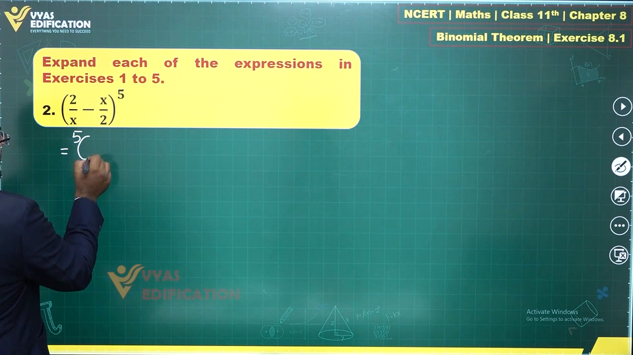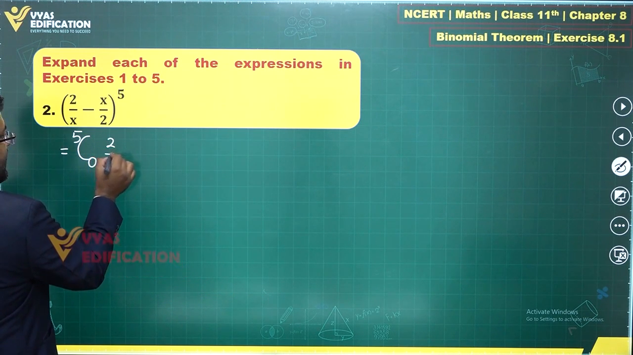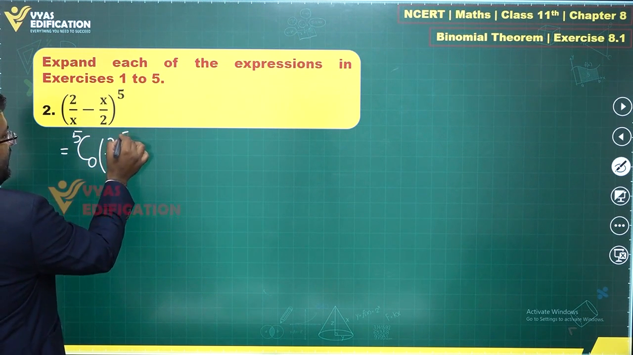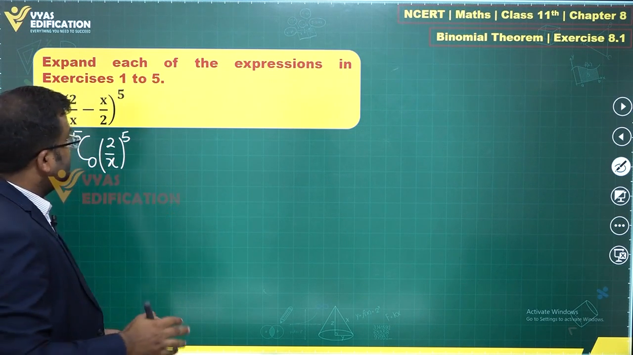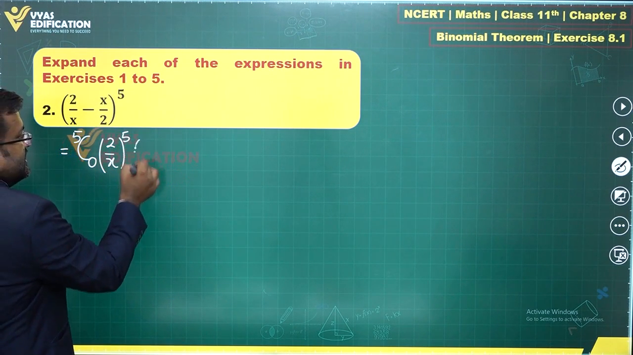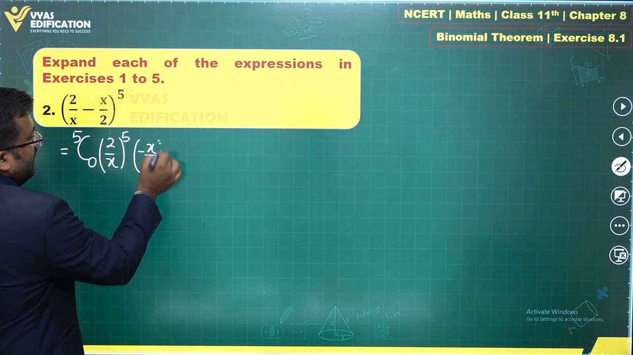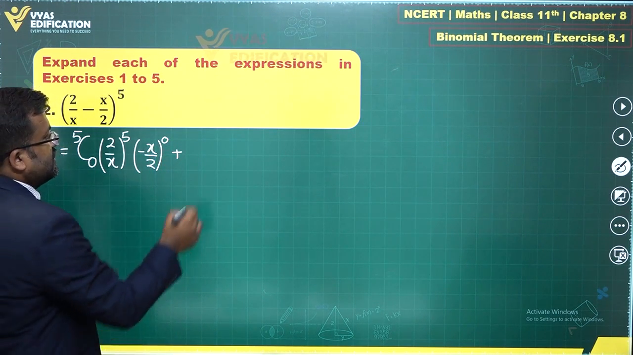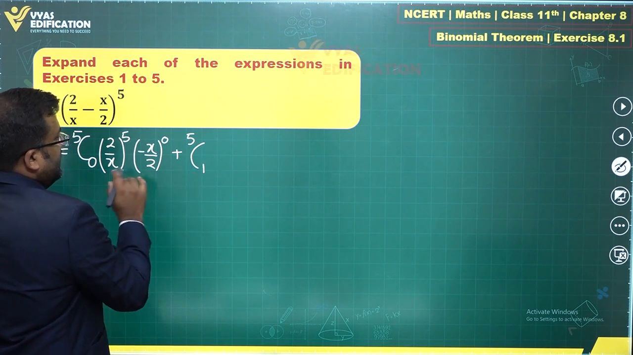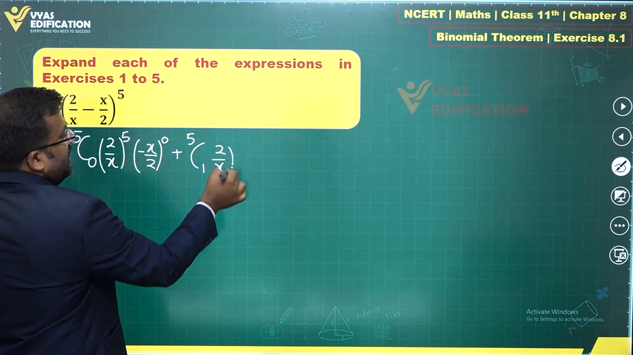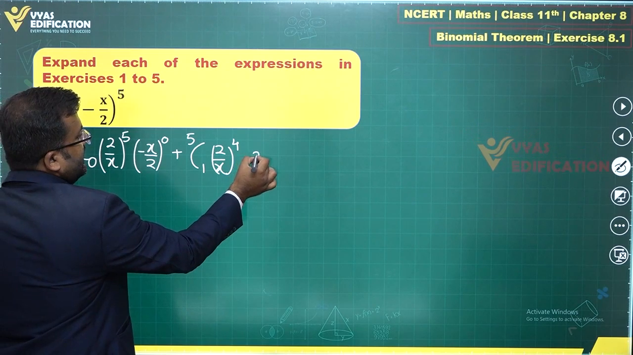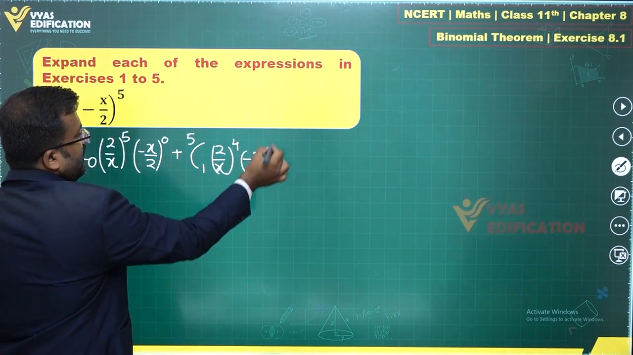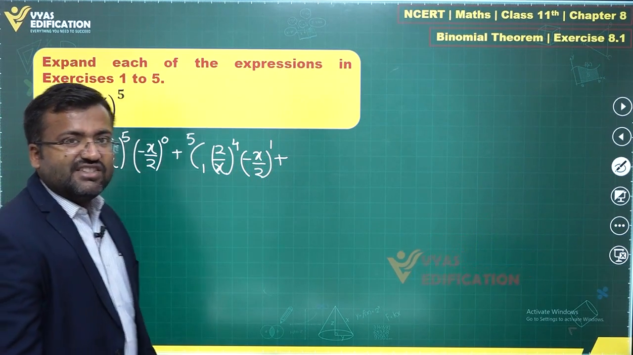The first term will be 5c0. First is 2 by x power 5 is what you'll have. The next term, that is minus x by 2, will be power 0. Plus after that, after 5c0 you'll have a 5c1. This 2 by x power 4 and minus x by 2 power 1. This is the next term.